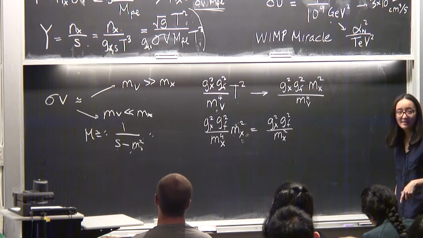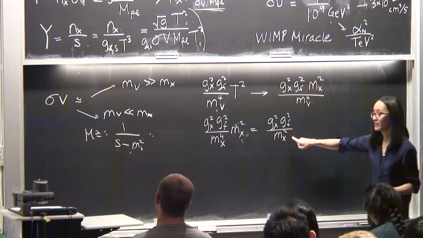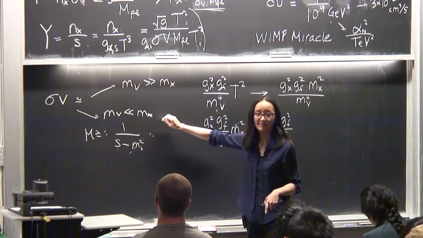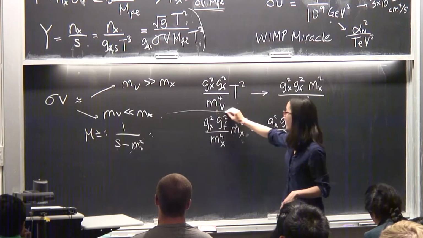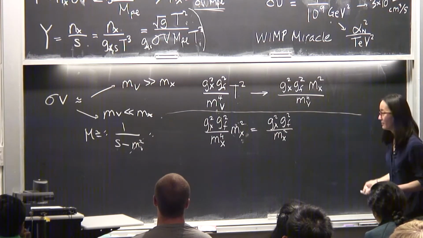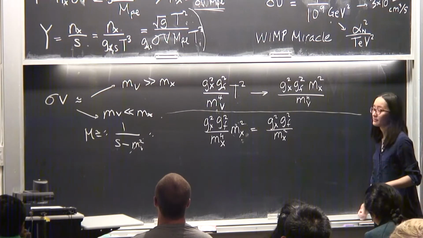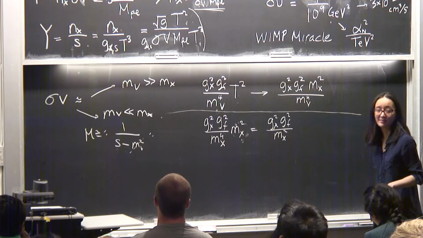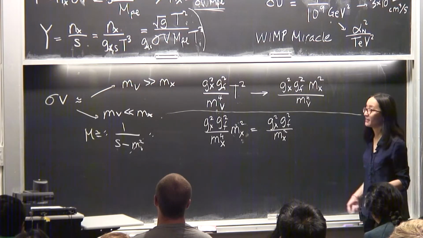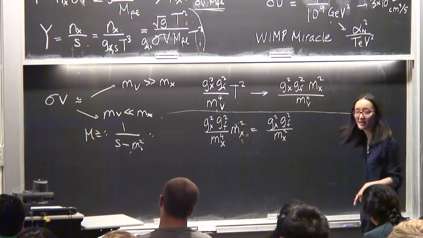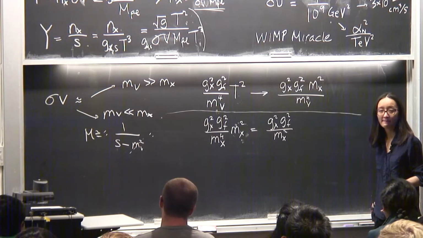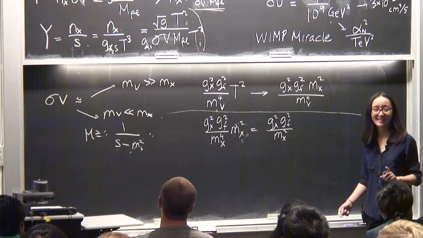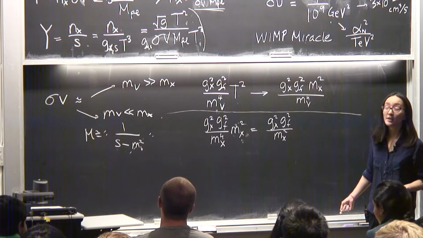Okay, and there's another process that matters now if I take this limit, right? Do you know what it is? Taking the vector to be much lighter than the dark matter now. Well, yes. Decay to the vector.